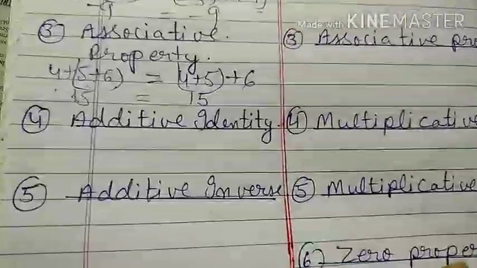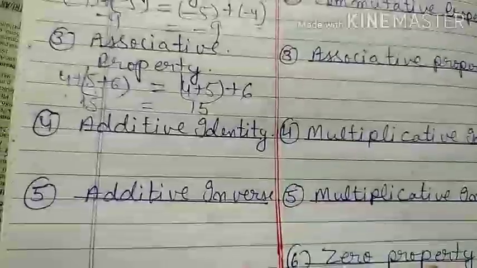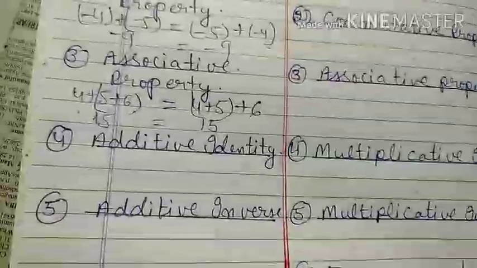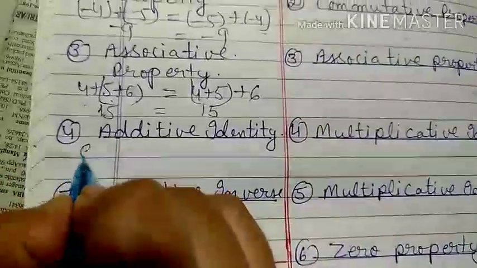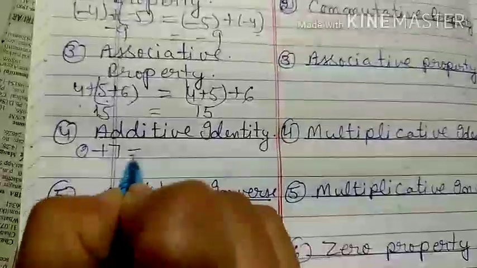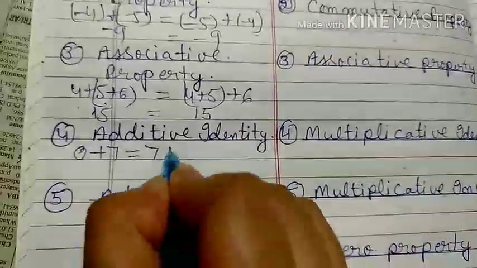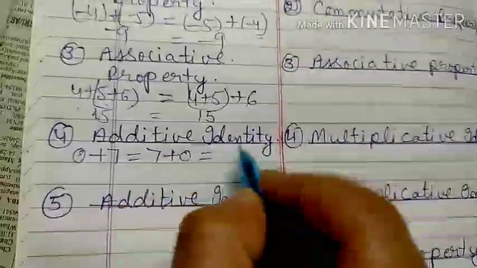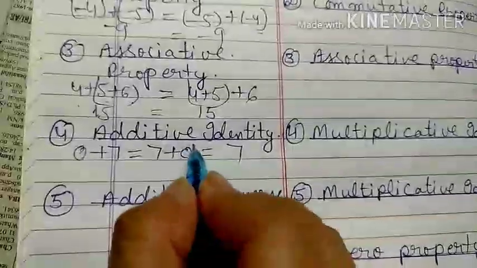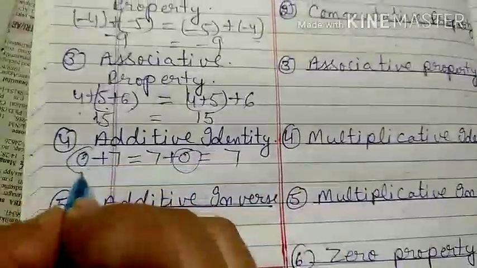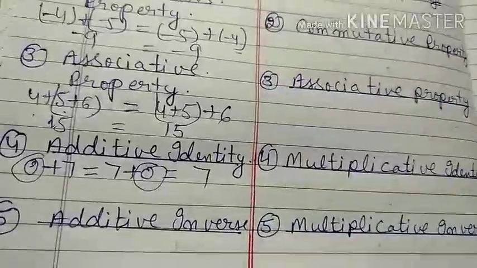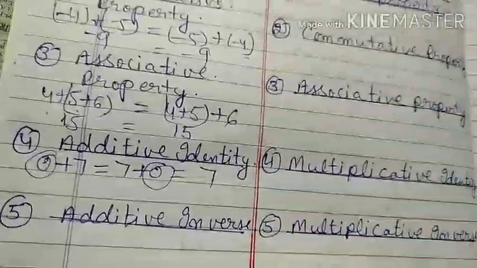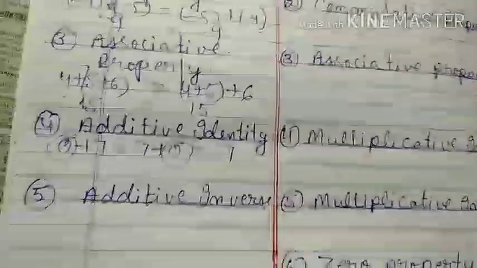Next is additive identity. Additive identity means the number you add to any integer so that your answer is the same. That is 0. If you add 0 to any number, in any order, your answer will be the same number. So the number which you add, we call it additive identity. The additive identity of addition is always 0.